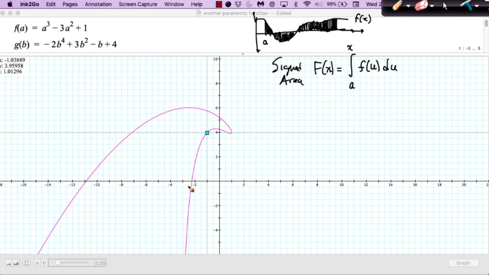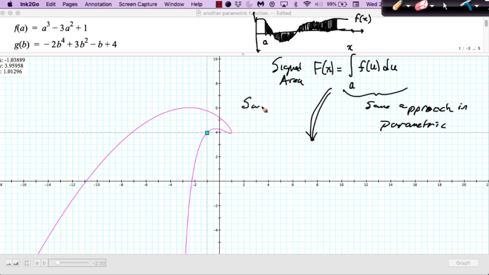Okay, so when we do it with parametric functions, we're going to keep the same construct. We're still going to be thinking about areas between the curve and the x-axis. So we're going to use the same approach in parametric functions. It's still going to be the regions between the curve and the x-axis. So what we need to do then is just transform this into t. It's going to be the same structure transformed into the variable t.